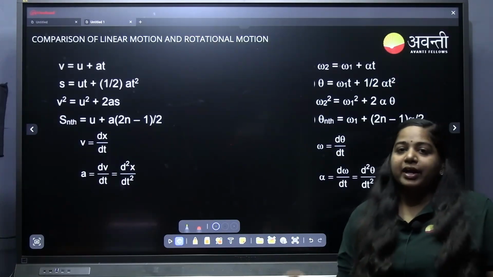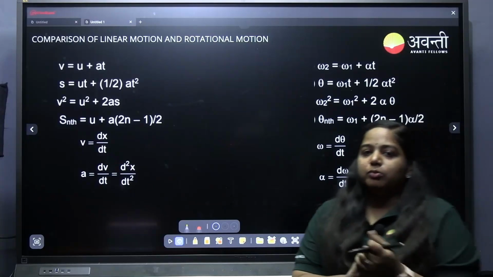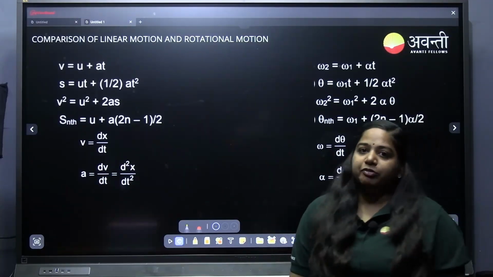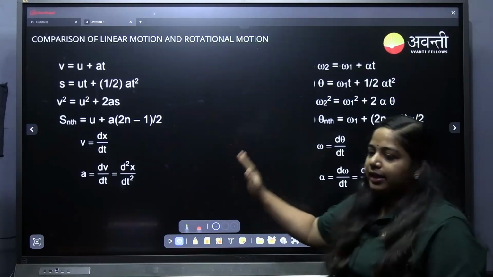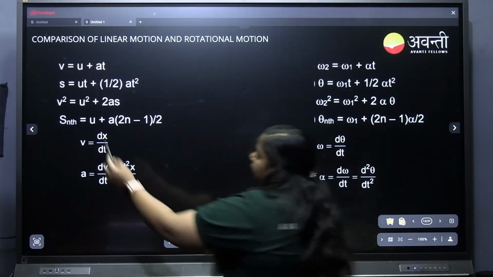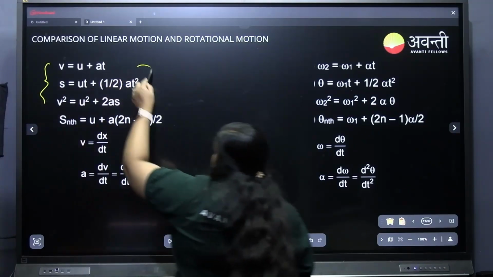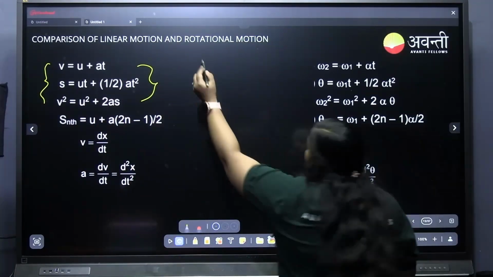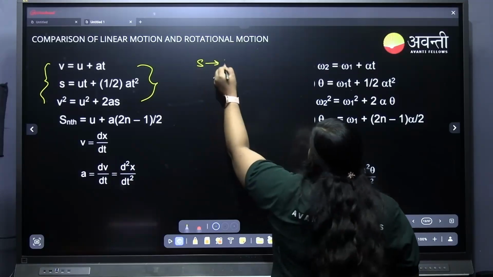Now we are comparing linear motion and rotational motion. I think the very basics of this we covered yesterday for circular motion, a little bit in depth. As you can see, these are our equations of motion from linear motion. We have their analog here, and how it is converted. S will be converted to theta.